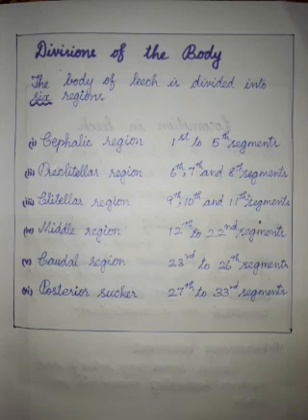Next to the caudal region we have the posterior sucker. Posterior sucker is located from the 27th to the 33rd segment. Posterior sucker 27th segmentல இருந்து 33rd segment வரைக்கும் இருக்கும்.